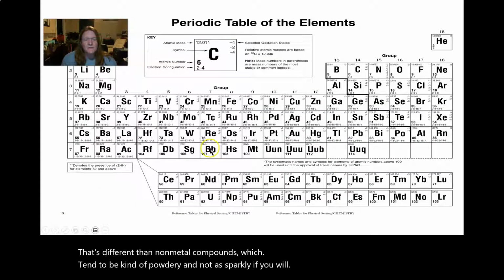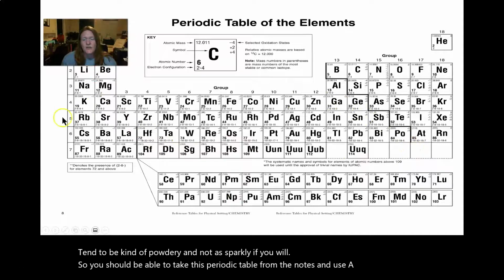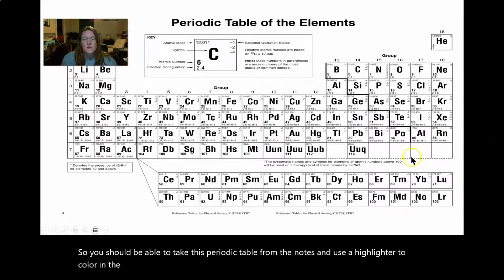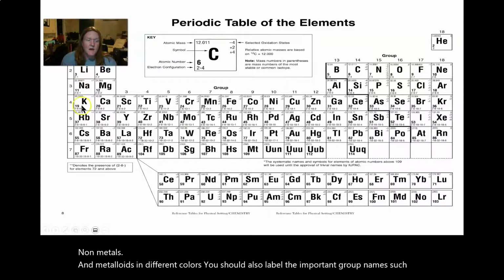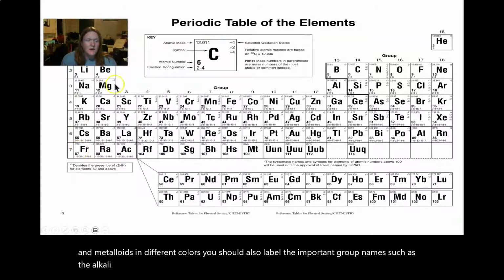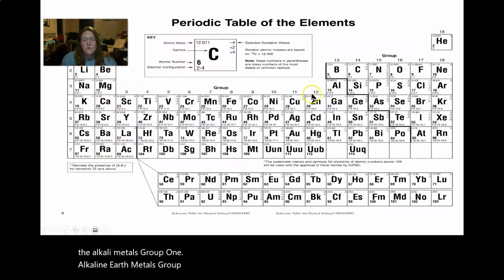So you should be able to take this periodic table from the notes and use a highlighter to color in the 3 sections: metals, nonmetals, and metalloids in different colors. You should also label the important group names, such as the alkali metals, group 1, alkaline earth metals, group 2. Groups 3 through 12 are usually called transition metals.